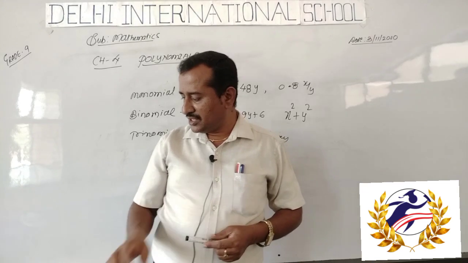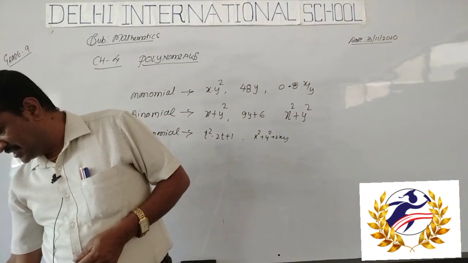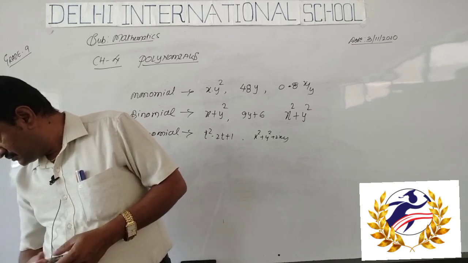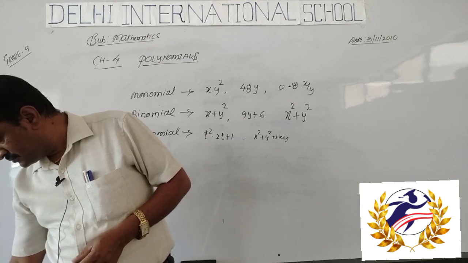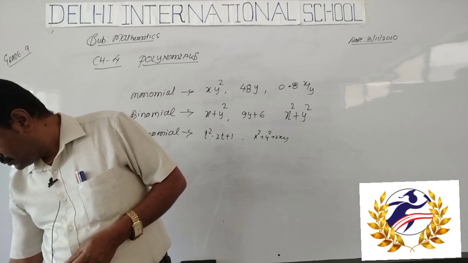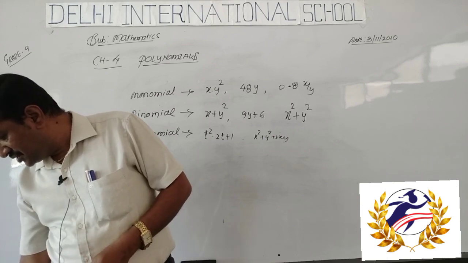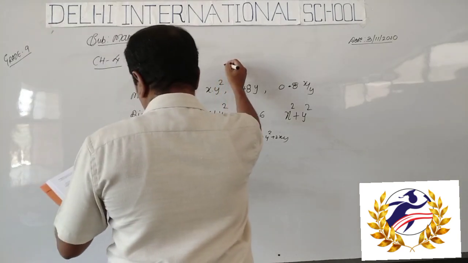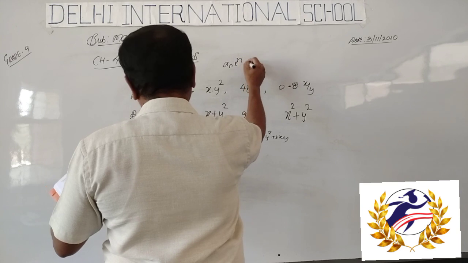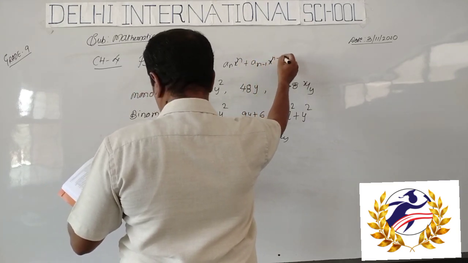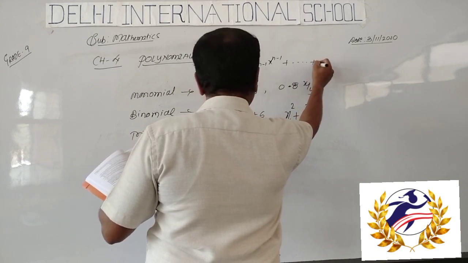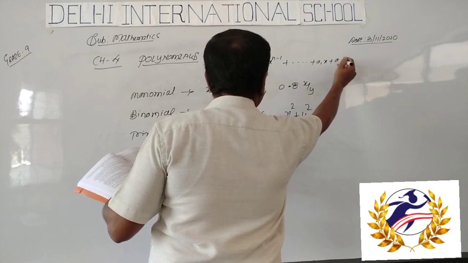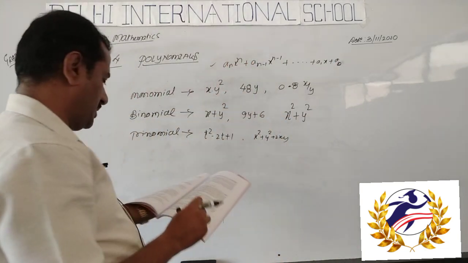Okay, so now generally how is the polynomial expressed? Come to page number 62. Generally a polynomial is expressed in this format, that is a n x to the power n plus a n minus 1 x to the power n minus 1 plus so on plus a1 x plus a0. This is the general representation of a polynomial.